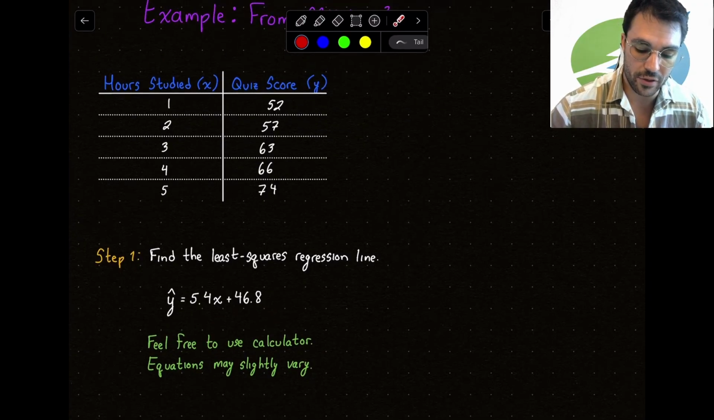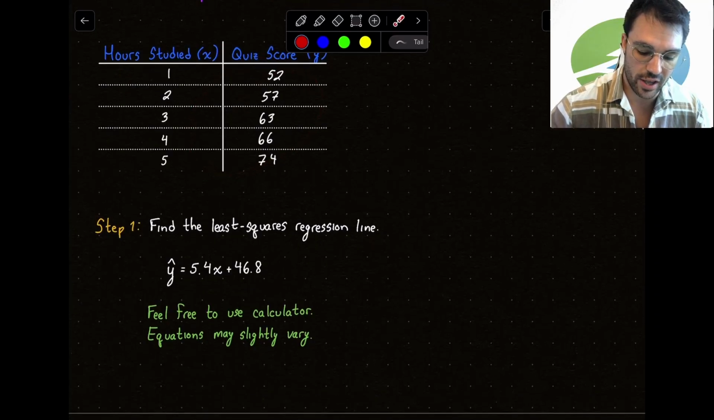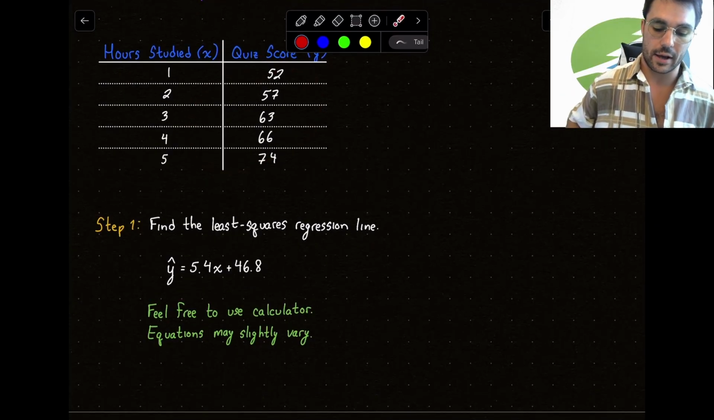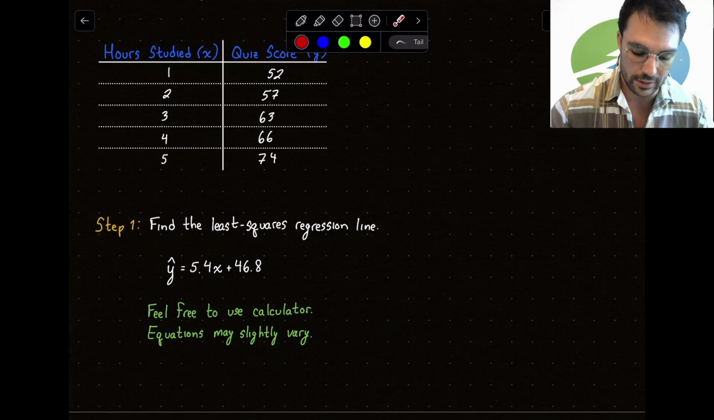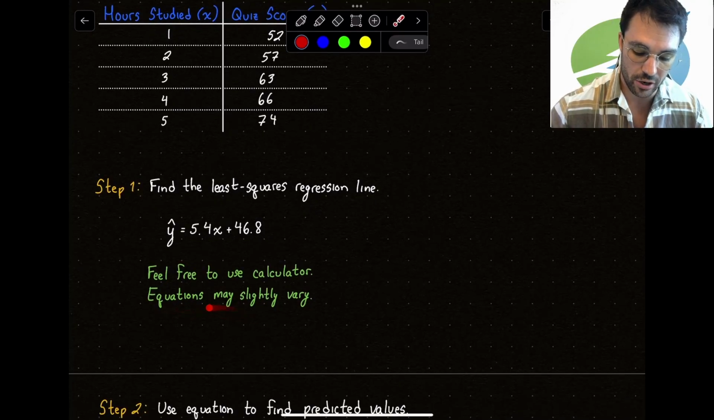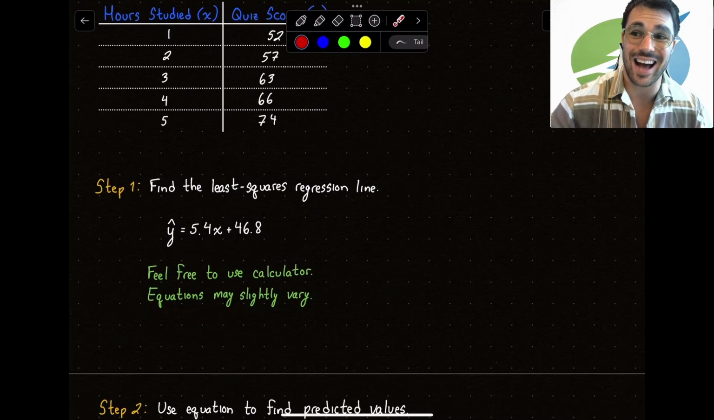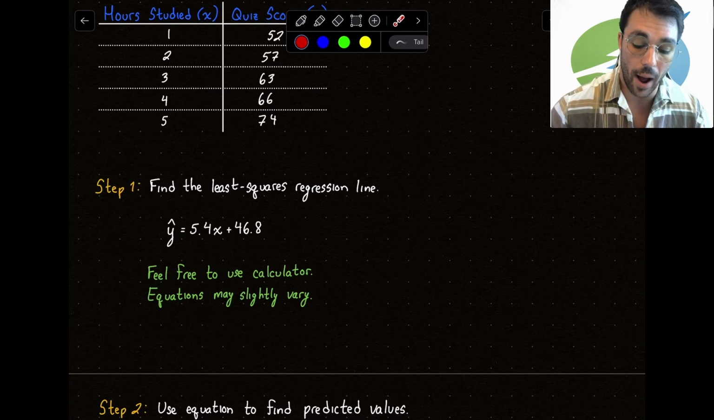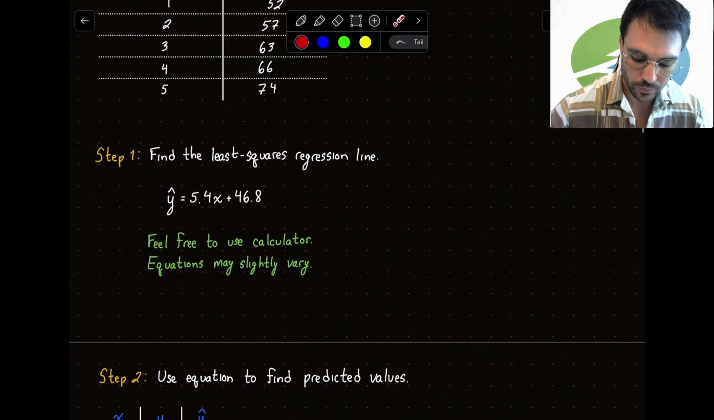But if we find the least squares regression line for this given data, we should get y hat equals 5.4x plus 46.8. Also, I made a note here: equations may slightly vary depending on what you use to come up with the equation. I actually used two different pieces of software to compare, and I noticed both of them gave me slightly different equations. If they're close enough, it's fine. It doesn't have to be super exact, but just be aware certain software might give slightly different answers. Anywho, step one, find this equation.